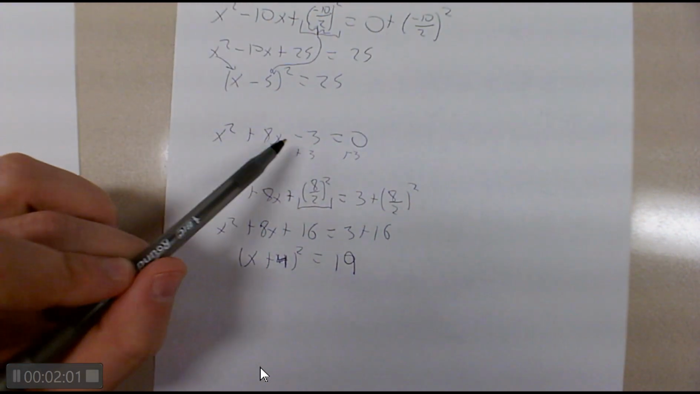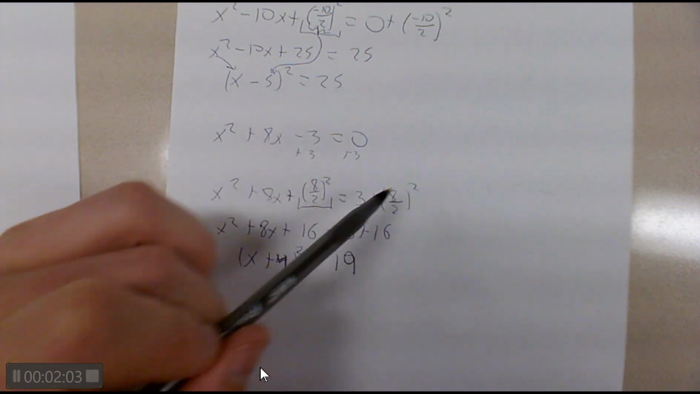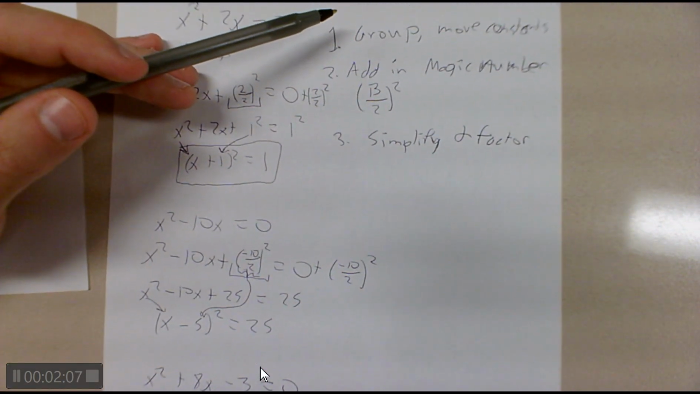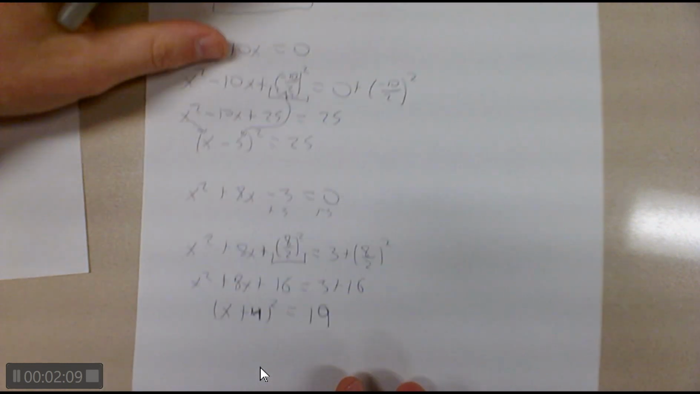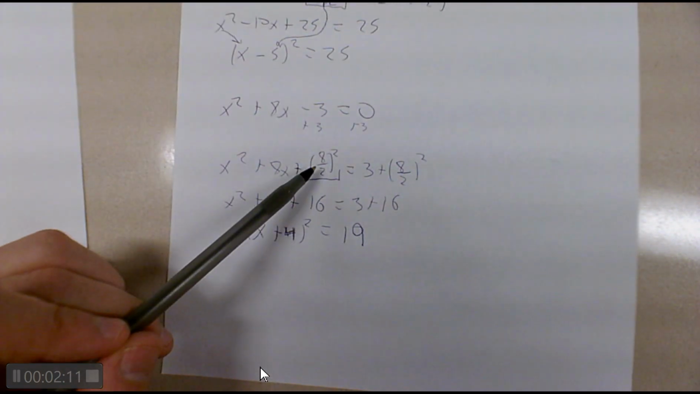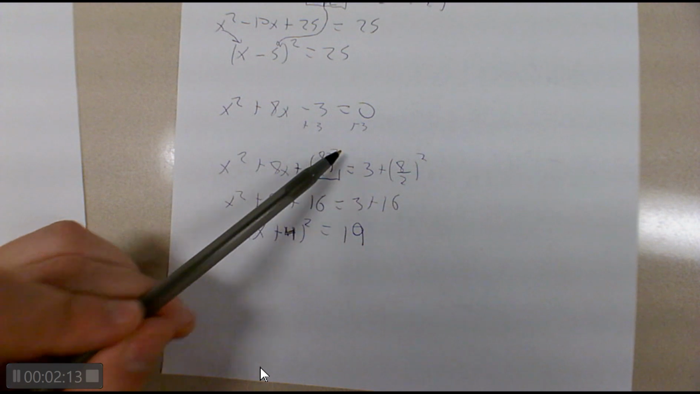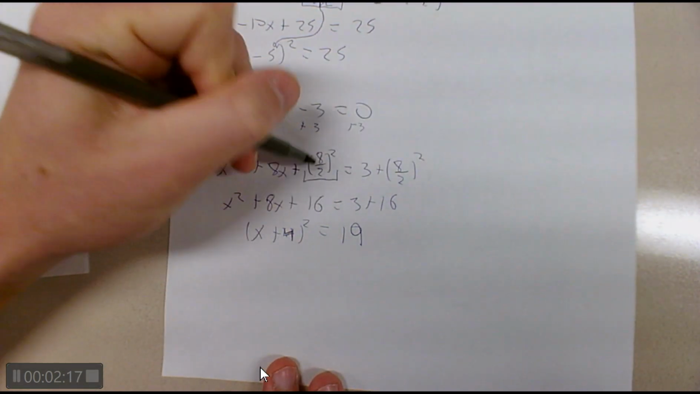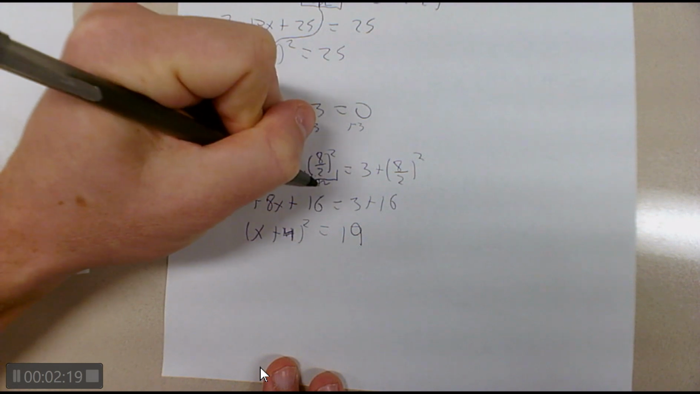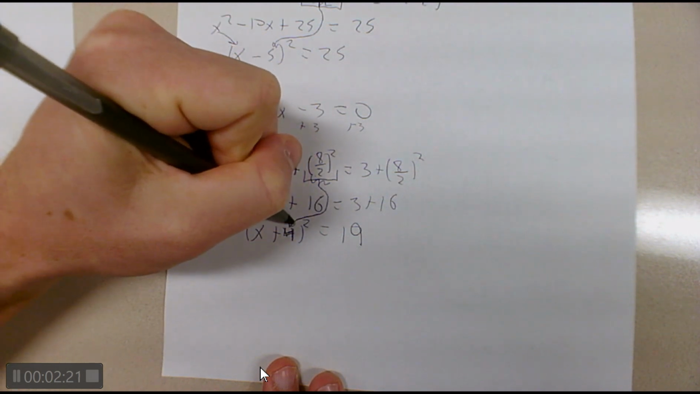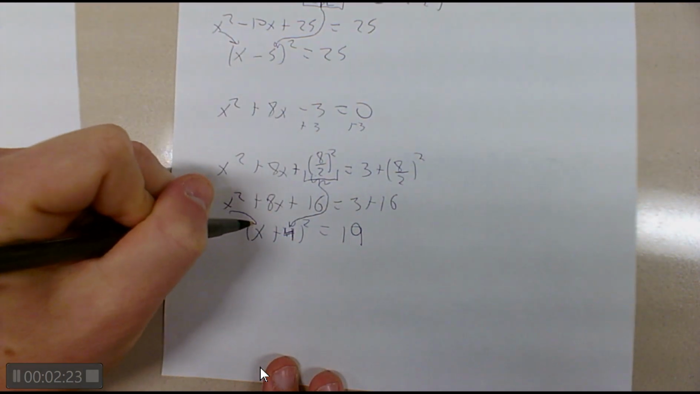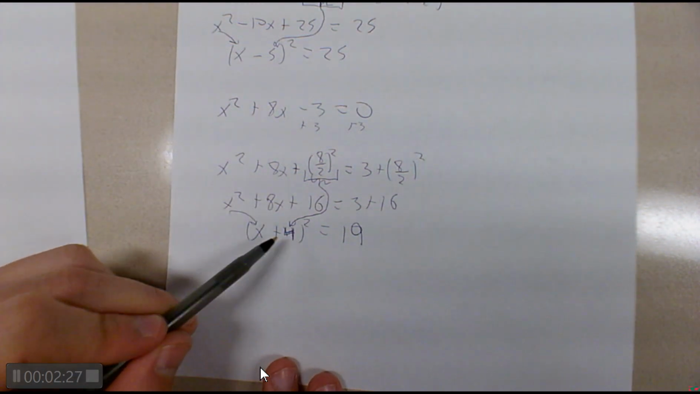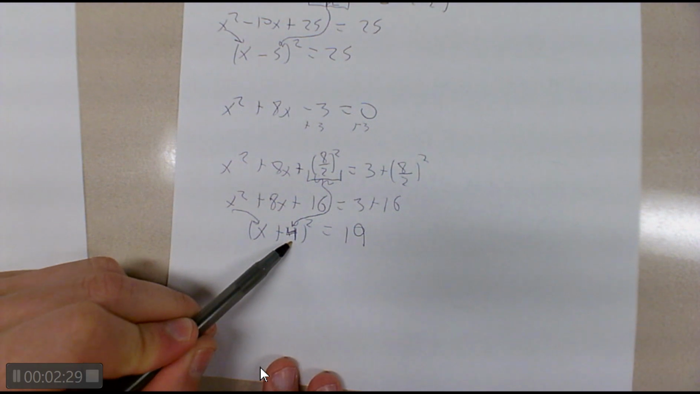X squared plus 8x minus 3. Okay, we moved 3 over because that's the first section. We group, then we add in the magic number, then we simplify and factor. But the magic number here is 8 over 2 squared. But then this 8 over 2 is 4. 8 divided by 2 is 4. That's where our 4 came from. And then our x just comes from the other side. So it's always going to be x plus whatever our magic number is.